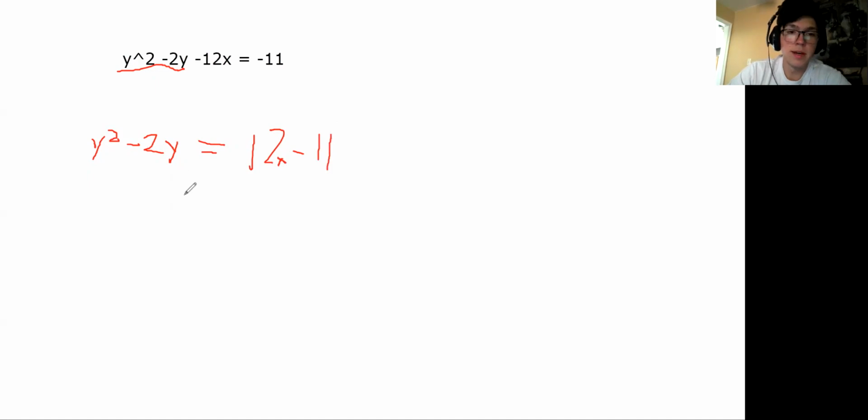Okay, so now this is where completing the square comes into play. We're going to look at this left side, and to complete the square for something that looks like this, you're going to take the coefficient and the sign in front of it, so negative 2. You're going to divide that by 2. That's a negative 1. This number is pretty important, but we'll come back to that later. Square it, and then you're going to get 1. So this is the number that you're going to add to both sides.